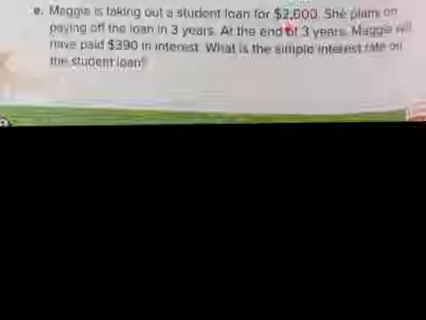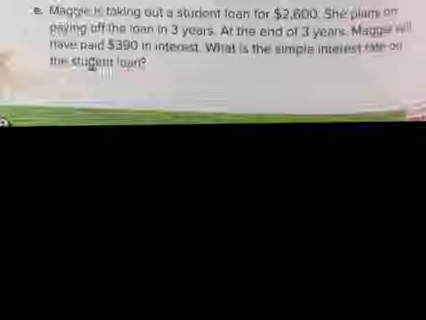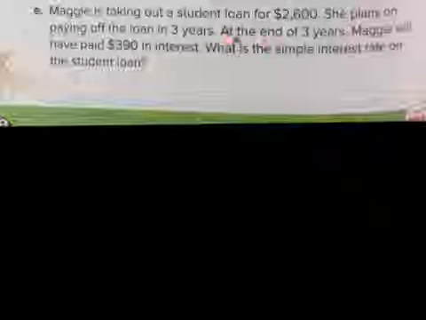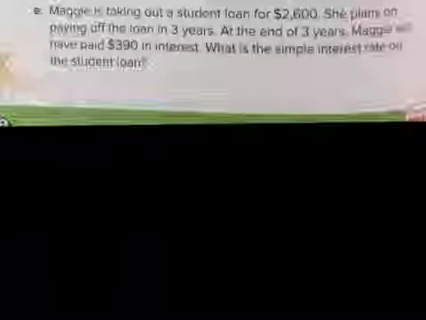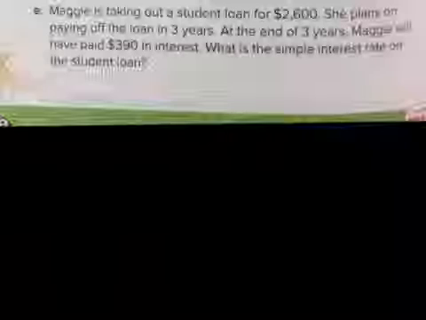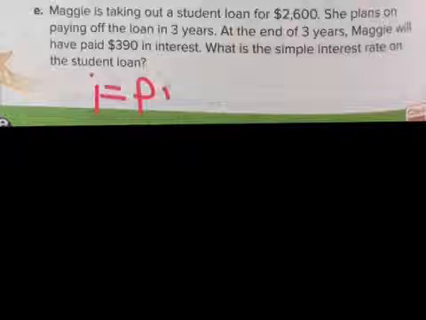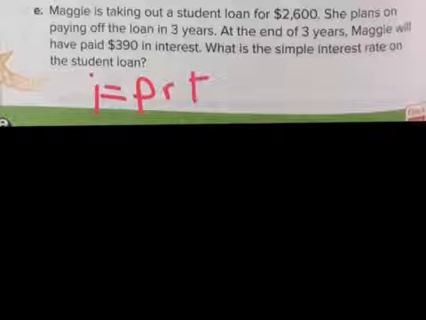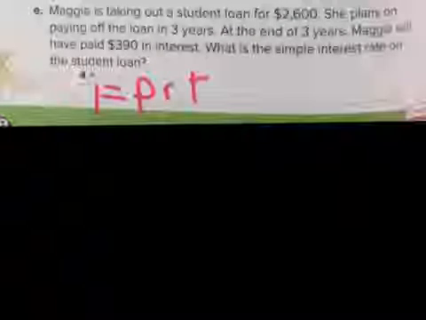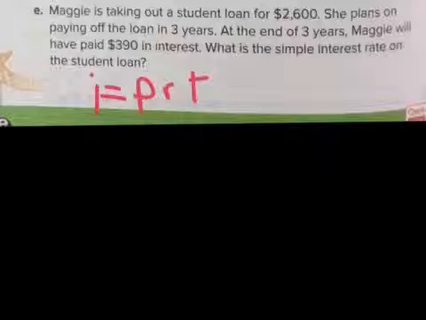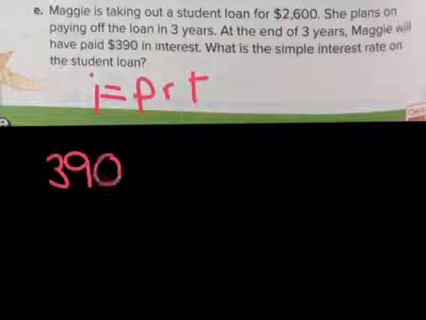Let's do E. Maggie is taking out a student loan for $2,600. She plans on paying off the loan in 3 years. At the end of 3 years, Maggie will have paid $390 in interest. What is the simple interest rate on the student loan? Excellent. Now let's start like we did with every question. We're going to start with interest equals PRT, and let's replace the variables. We've been given the interest. She's paying $390 in interest. So there's our $390, right?